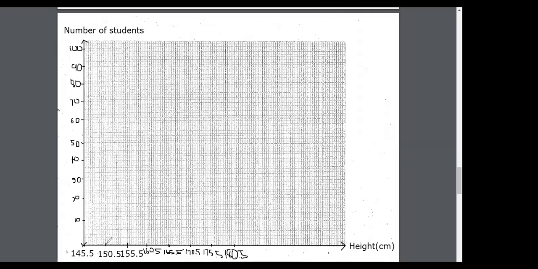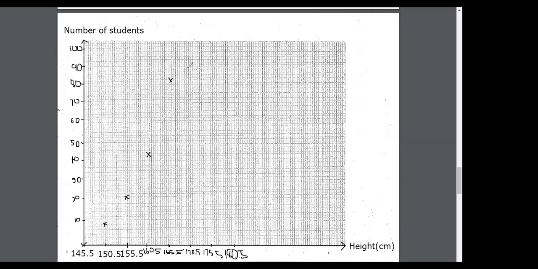Now you see we plot the point 145.5, 0. The second one is 150.5, 4, so we plot at the 4 there. And then the third one is 155.5, 20. You just follow the upper boundary and the cumulative frequency, and plot all the points out. After you plot all the points, you will form an ogive shape, like a curve, like a snake.